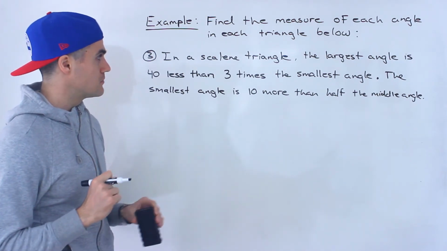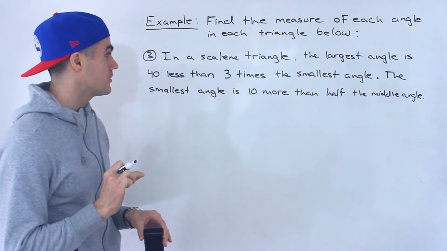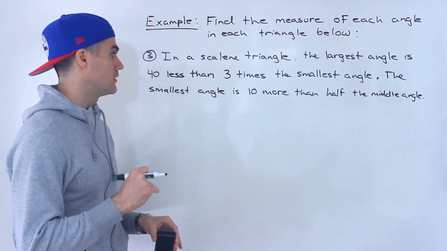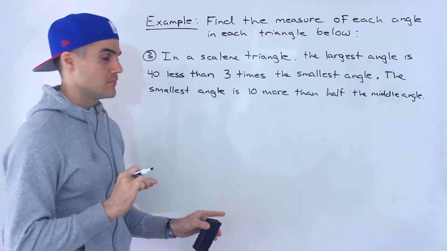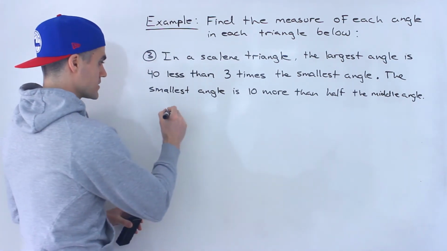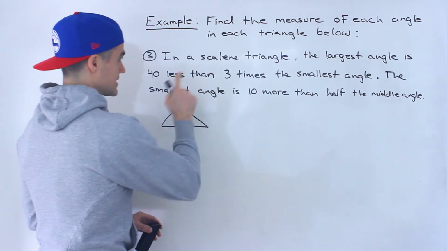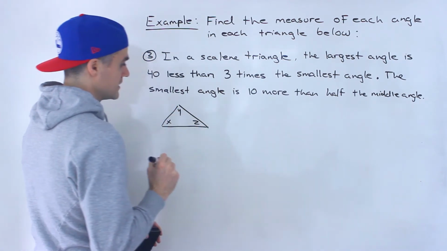This one's going to be the most tricky out of all of them. So in a scalene triangle, the largest angle is 40 less than 3 times the smallest angle. The smallest angle is 10 more than half the middle angle. And the reason why this one's going to be the trickiest is because it's a scalene triangle, so all of the angles are going to be different.